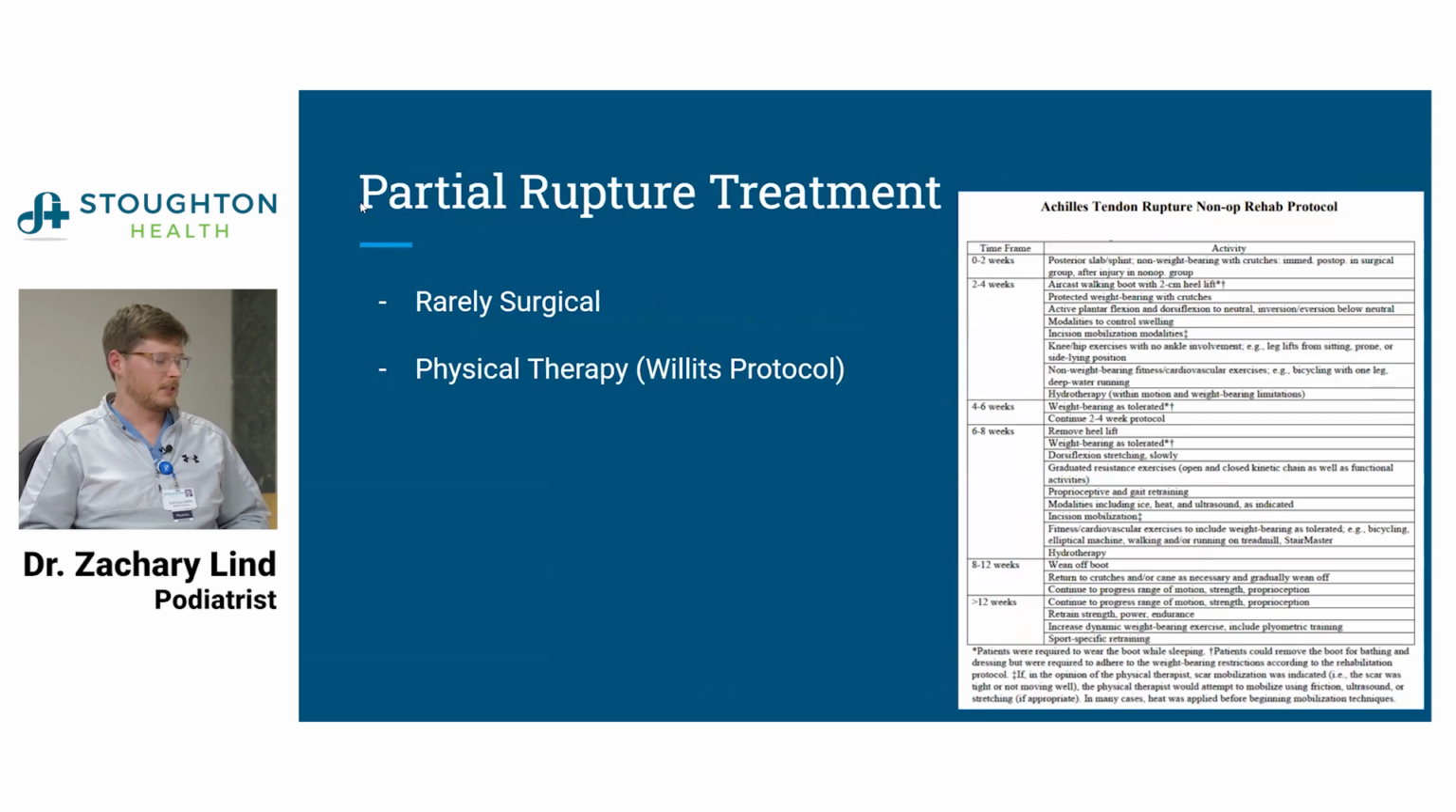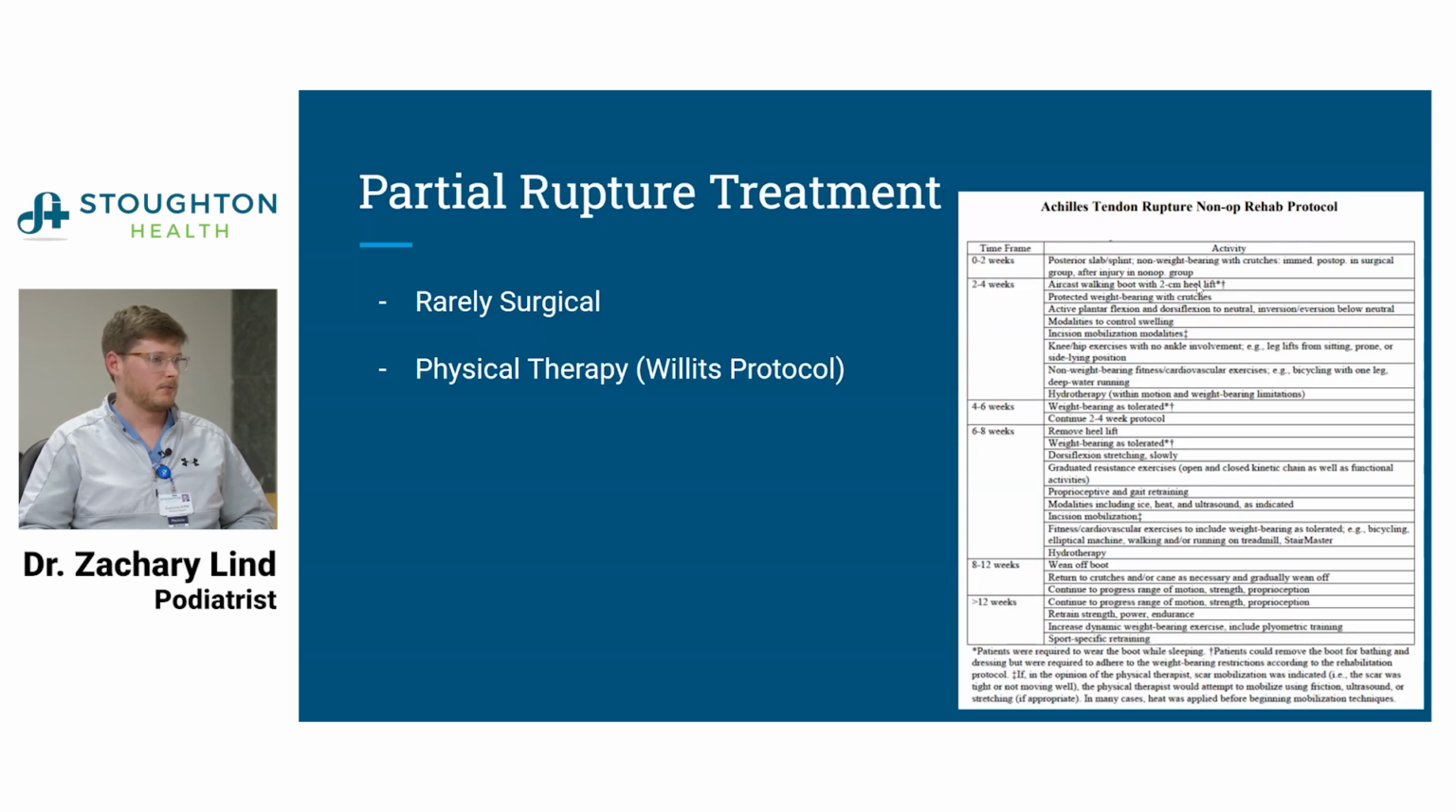Partial rupture treatment, these are rarely surgical. And typically we send these for physical therapy. And over here on the right is what's known as the Willits protocol. It's kind of the standard advanced rehab when it comes to Achilles ruptures in a non-operative setting or a partial rupture setting. So it's some period of non-weight bearing. And this is kind of that immediate 2 weeks afterwards, just to allow all that inflammation to calm down.